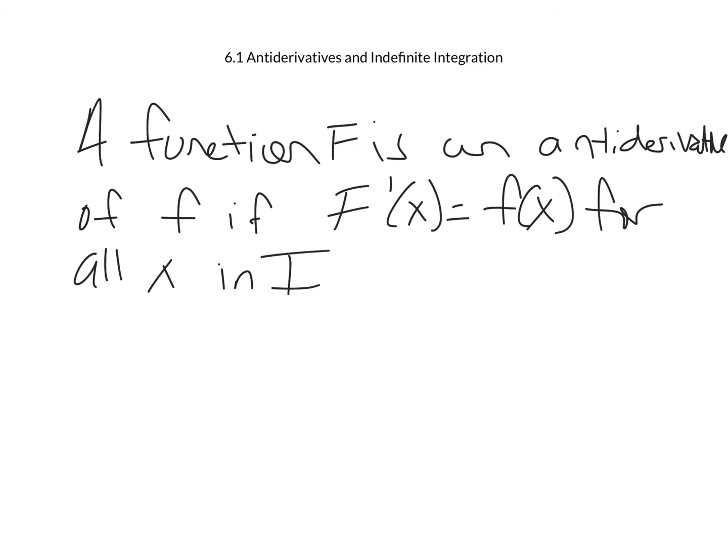So a function F, note the F is capitalized, is an antiderivative of lowercase f if F prime of x is equal to f of x for all x in I. Okay, so that's basically what an antiderivative is, and we're going to go over it more, but it's basically working backwards from, if you're finding a derivative of the function, it's finding the original function.